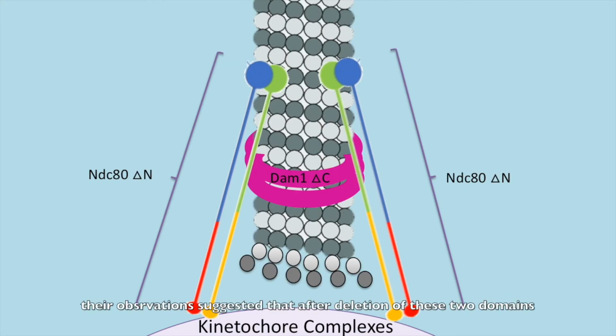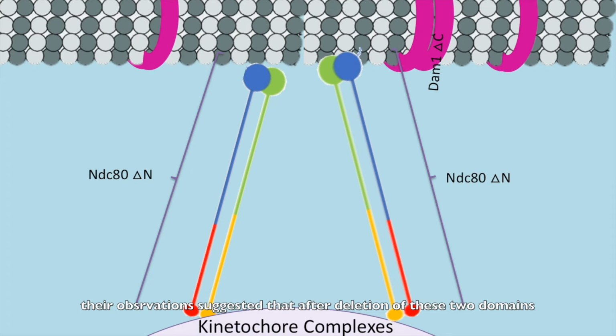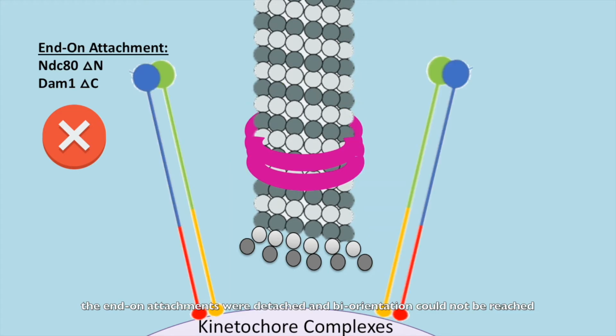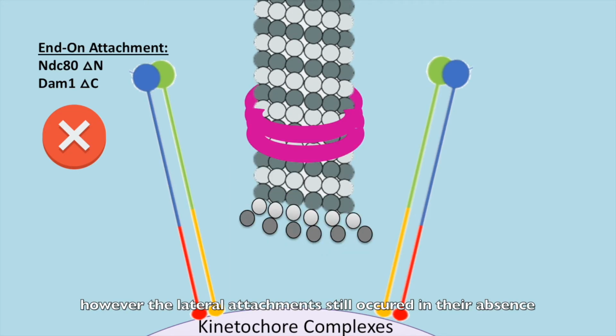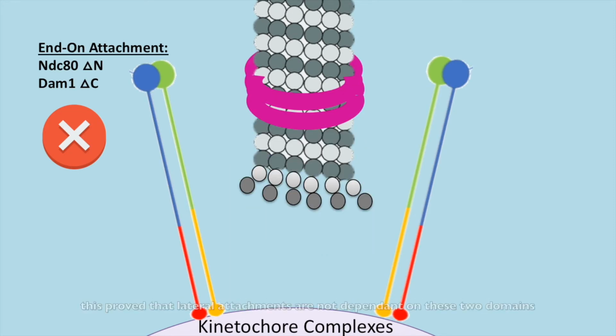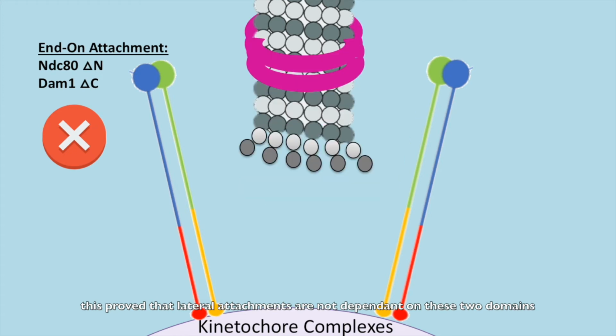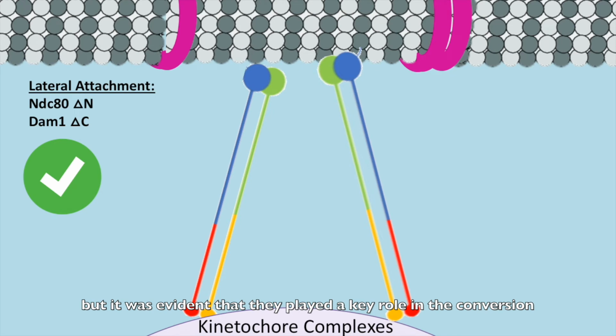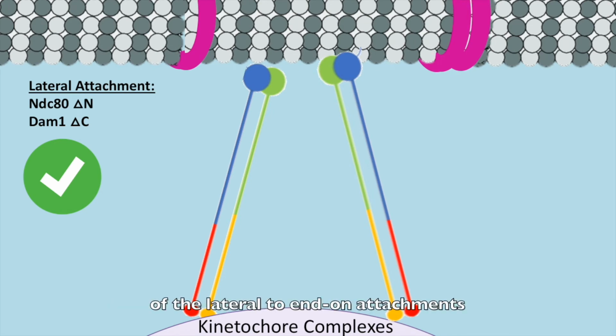Their observations suggested that after deletion of these two domains, the end-on attachments were detached and biorientation could not be reached. However, the lateral attachments still occurred in their absence. This proved that lateral attachments are not dependent on these two domains, but it was evident that they played a key role in the conversion of lateral to end-on attachments.